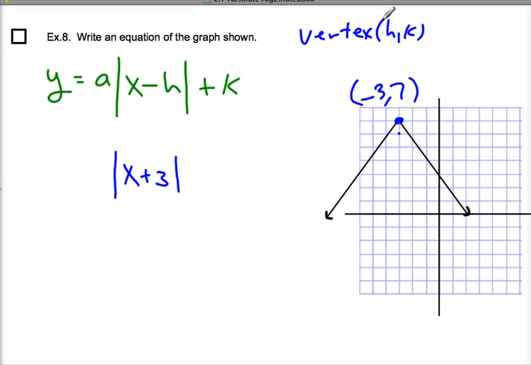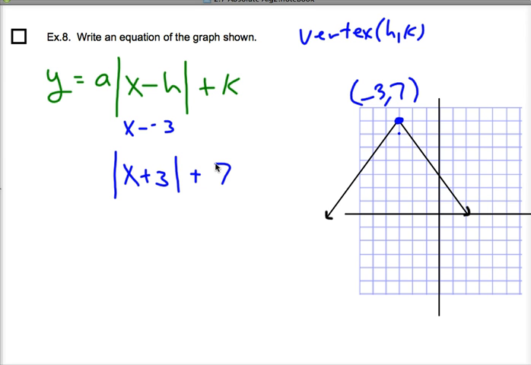In this case, h is -3, so we're really doing x minus -3. That gives me x plus 3. But just think in terms of left-right, where you want to go. And on the end, I want to go 7 up. So just put in plus 7.